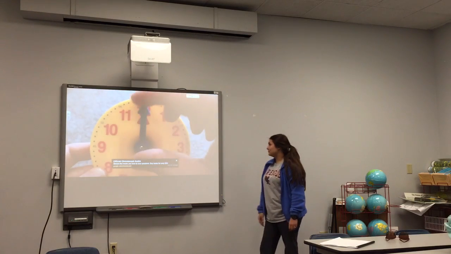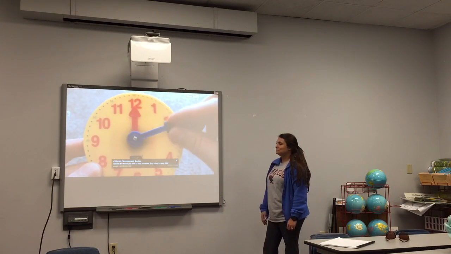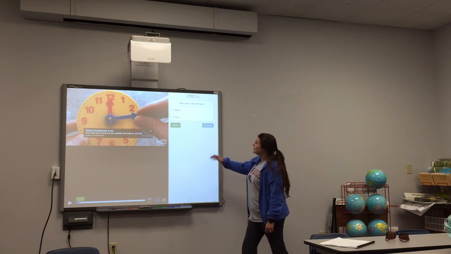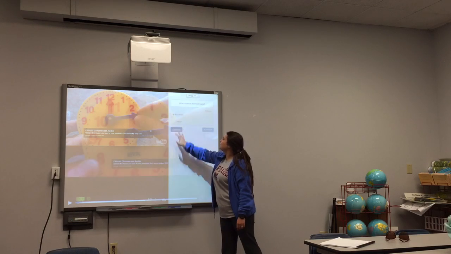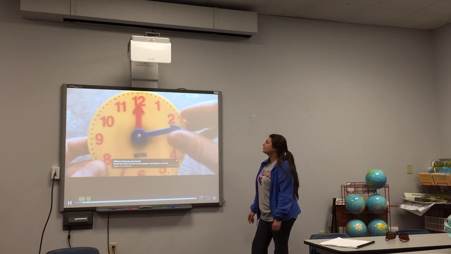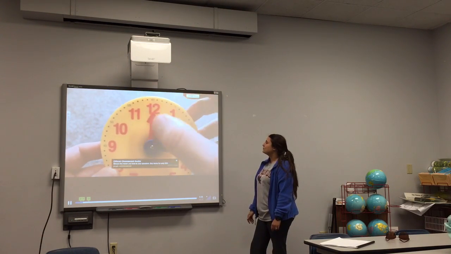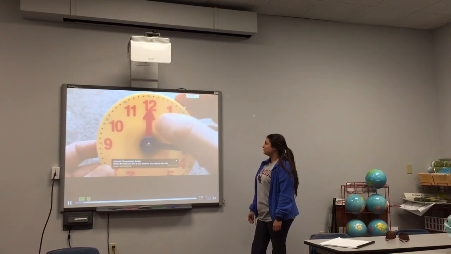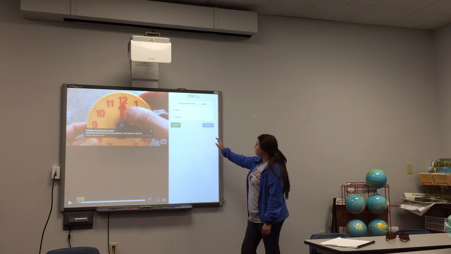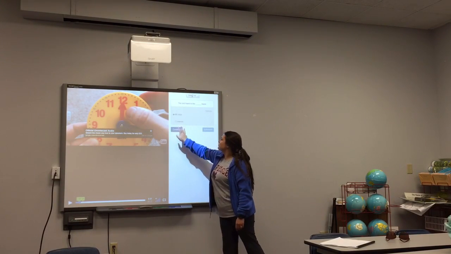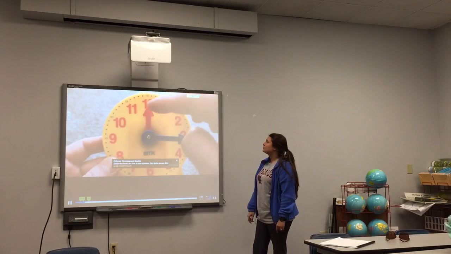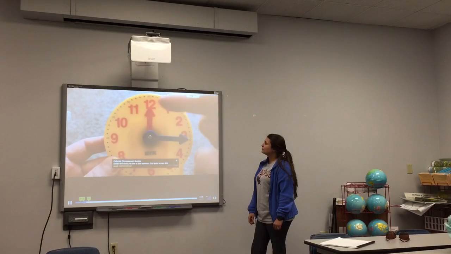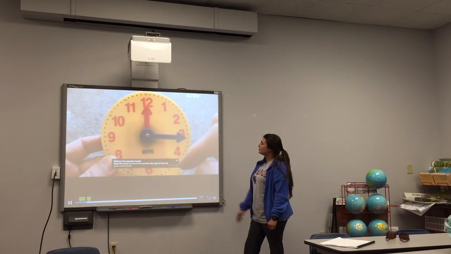Alright, so we have the blue hand, which is the minute hand, and that's the one we'll be moving around the clock today to learn how to skip count by 5s. We also have the red hand right here, and that's the hour hand. So the short red hand is for the hours. And you can see around the clock we have 1, 2, 3, 4, 5, and so on. These big red numbers are the hours of the day.